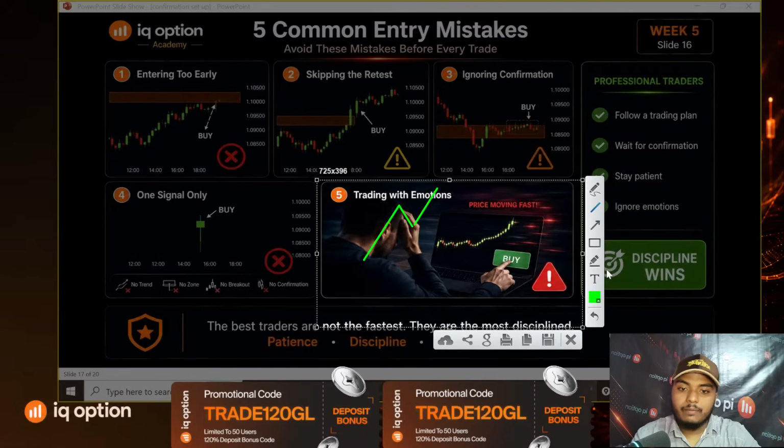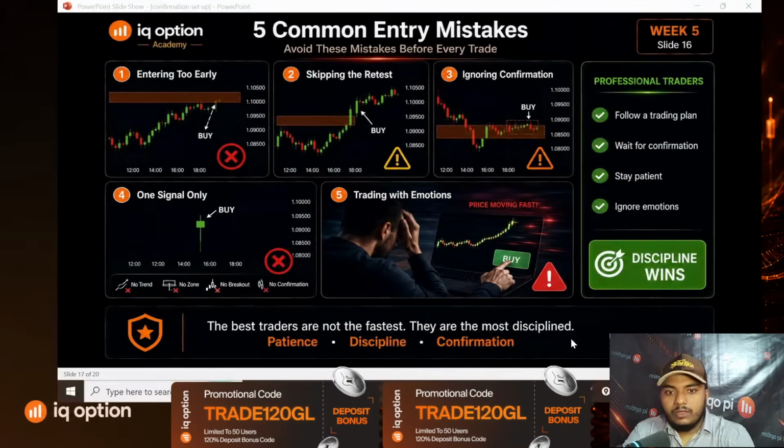Let the market come to you, and then let the market give you an opportunity to trade. Just wait. Patience is everything. If you wait for proper confirmation, if you wait for proper market conditions to get all the confirmations before executing a trade, you will never be in loss again. So guys, remember all these mistakes. Do not repeat these mistakes in your life again, so that you will be in profit. So guys, let's move to the next topic.